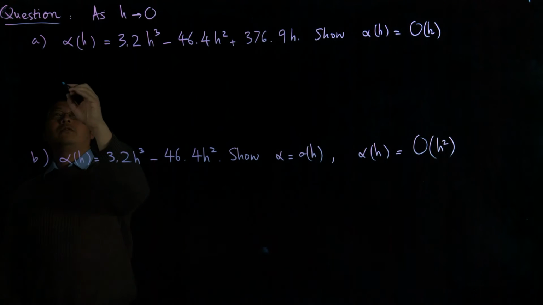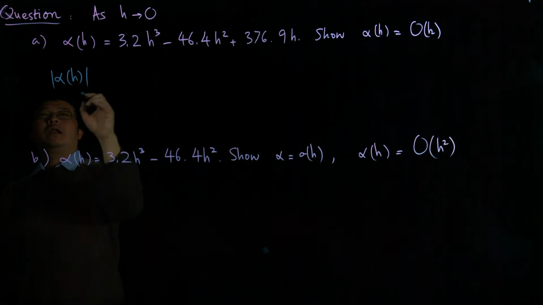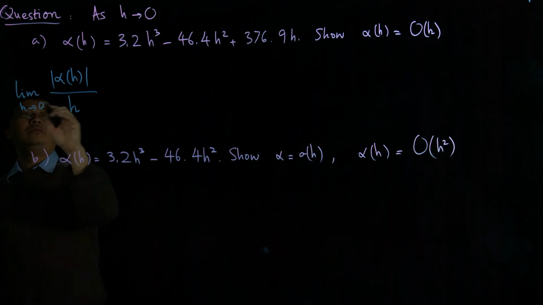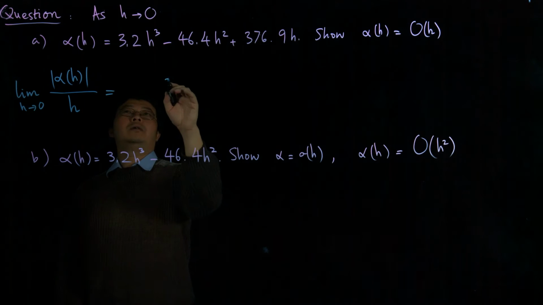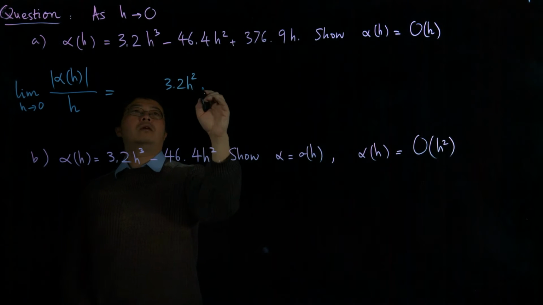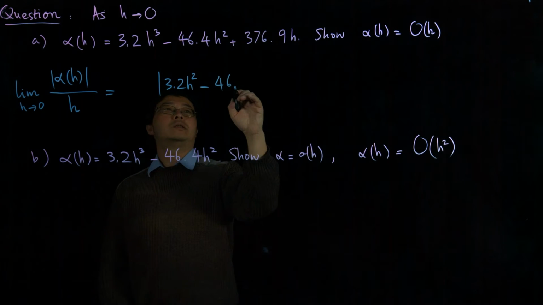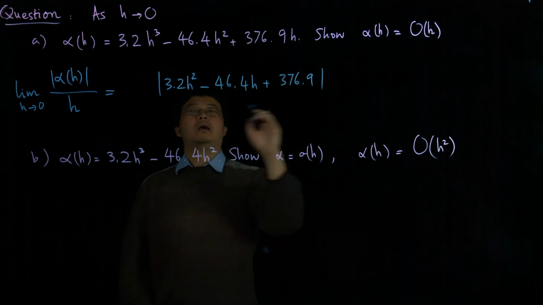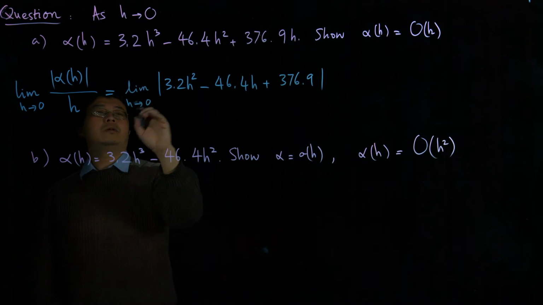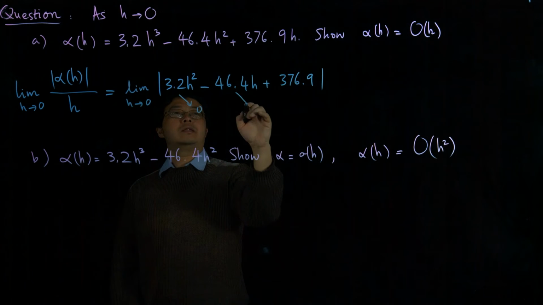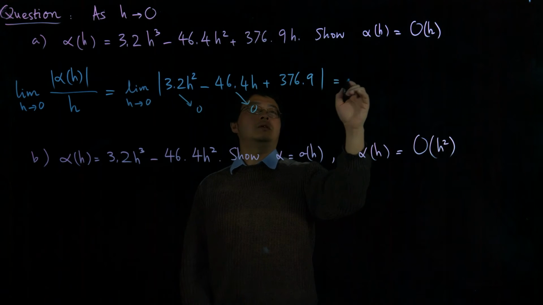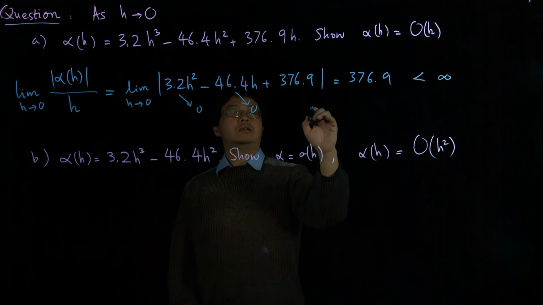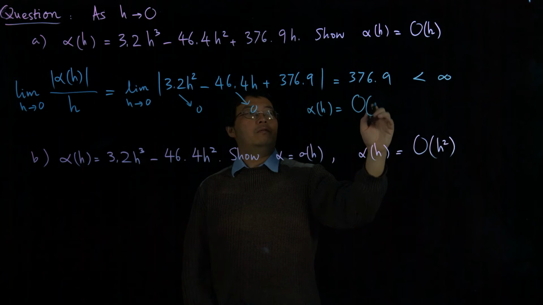So formally speaking, we have to take the limit of the absolute value of alpha h divided by h, because it's order h, and you take the limit when h goes to 0. When you divide by h, you have 3.2 h squared for the first term, 46.4 h for the second term, and the last one is 376.9. Now you take the limit as h goes to 0. The first term goes to 0, the second term goes to 0, and only the last one remains a constant. So you get a finite constant, less than infinity, and by that definition alpha h is big O of h, okay?